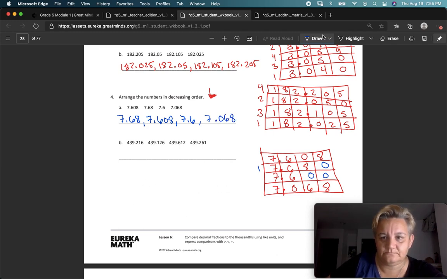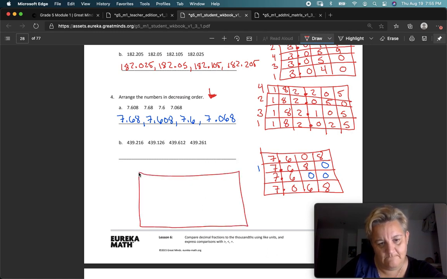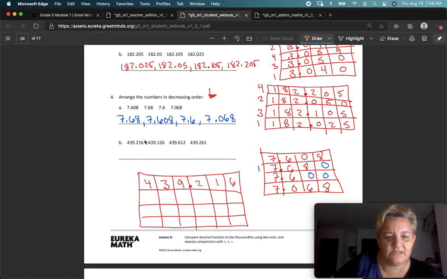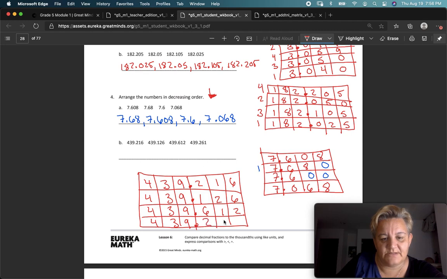And finally, here's the last one, 3, 4, 5, 6, and I need 4 rows. Okay, first number, 439 and 216 thousandths. Next one, 439 and 126 thousandths. 439 and 612 thousandths, and 439 and 261 thousandths.